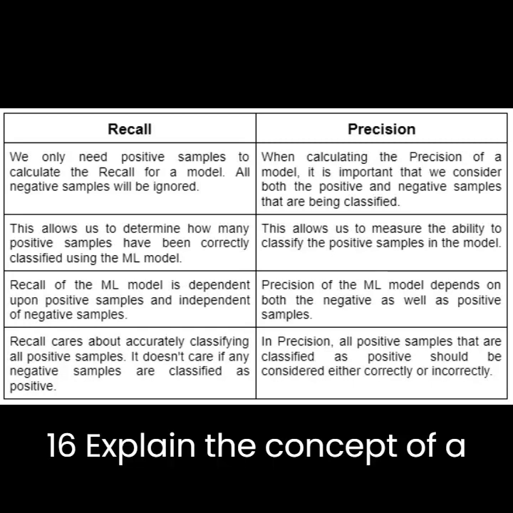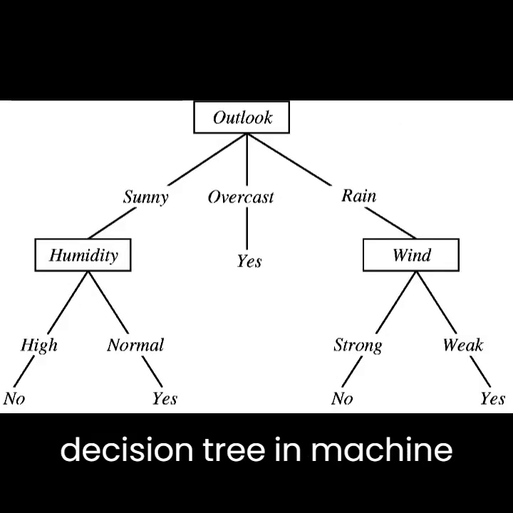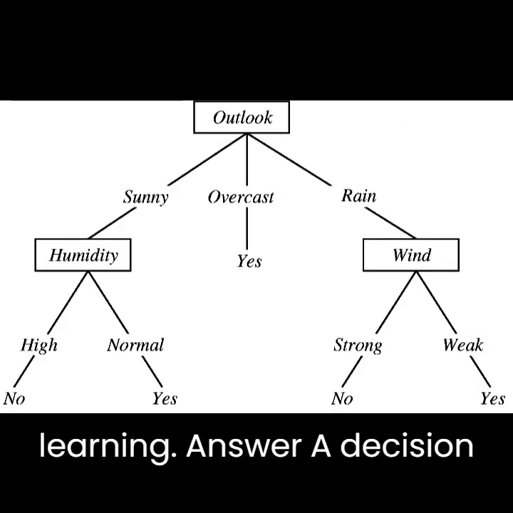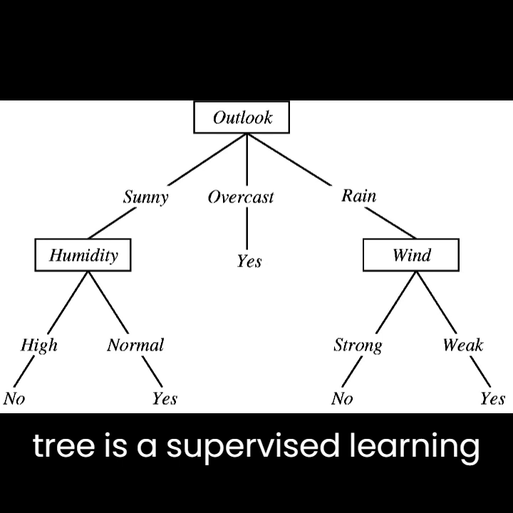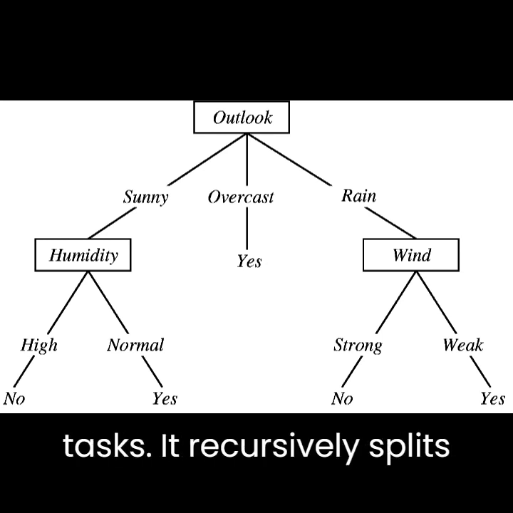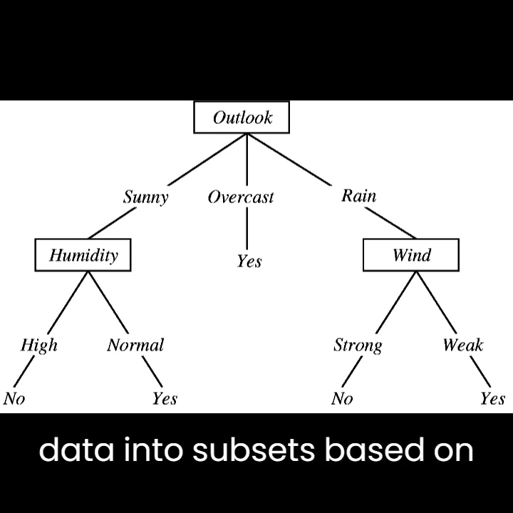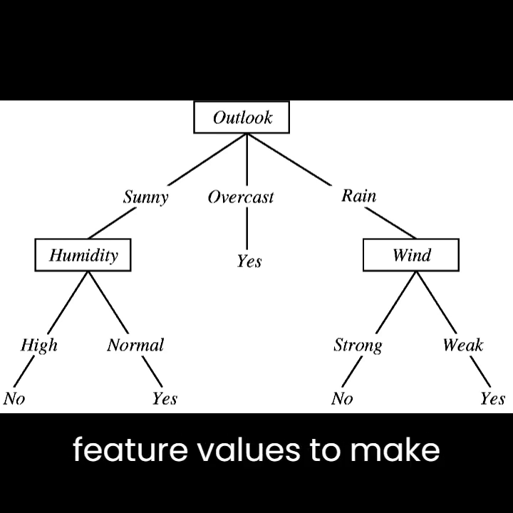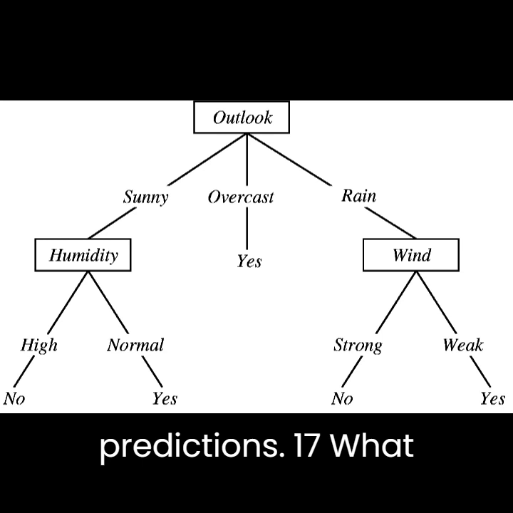16. Explain the concept of a decision tree in machine learning. Answer. A decision tree is a supervised learning algorithm used for both classification and regression tasks. It recursively splits data into subsets based on feature values to make predictions.